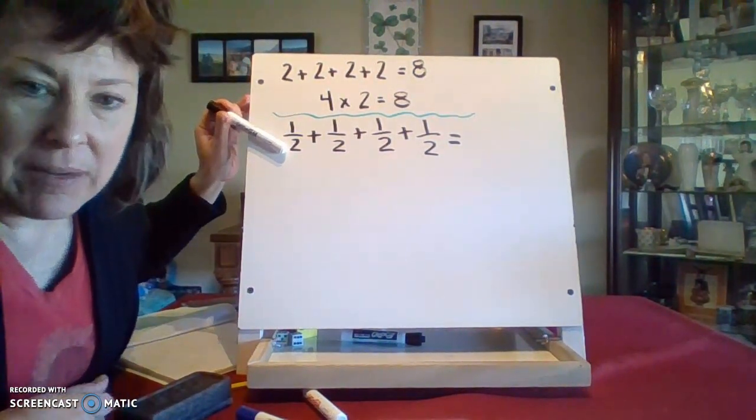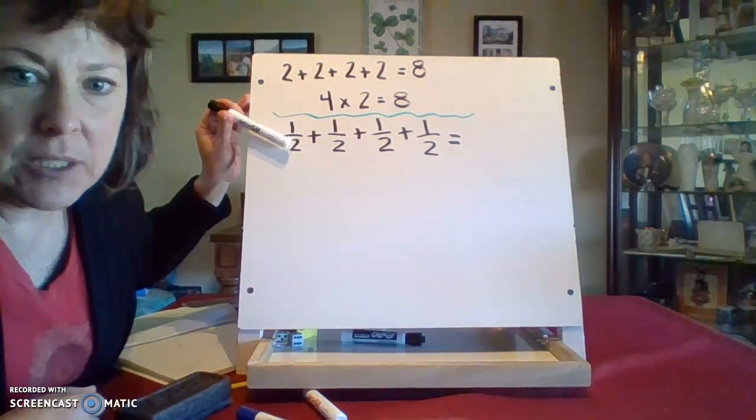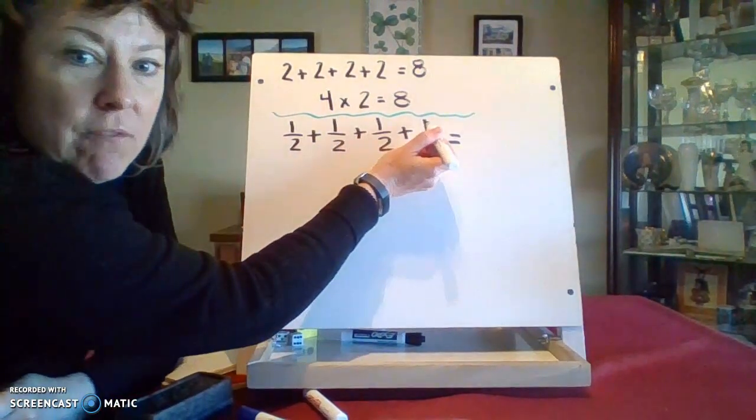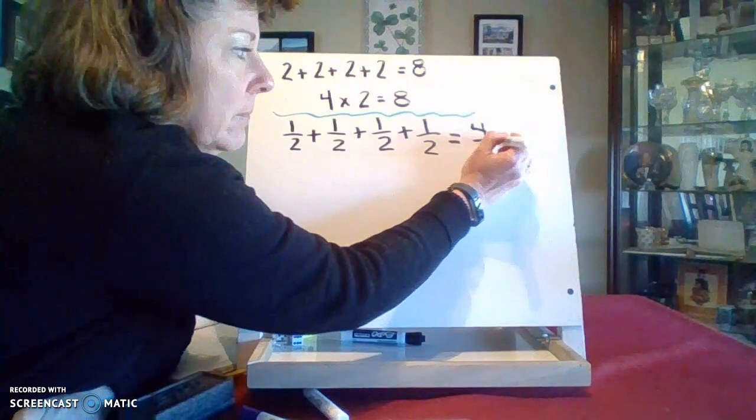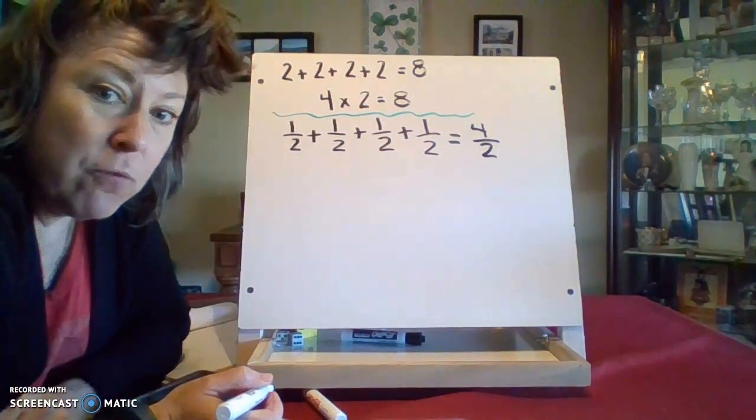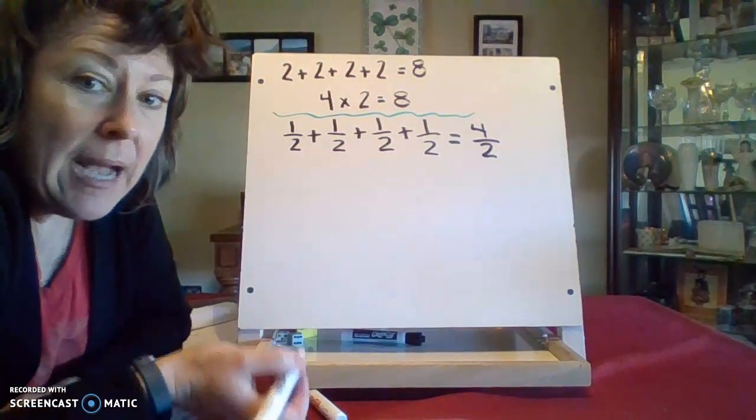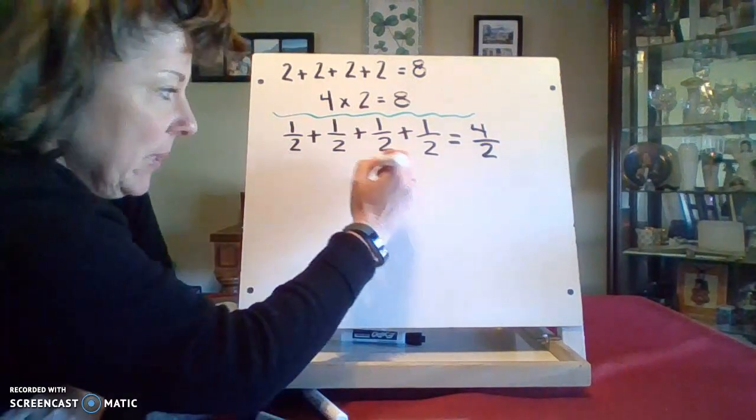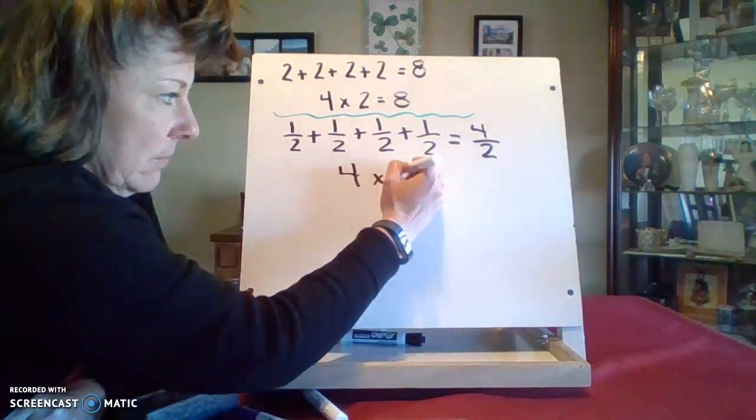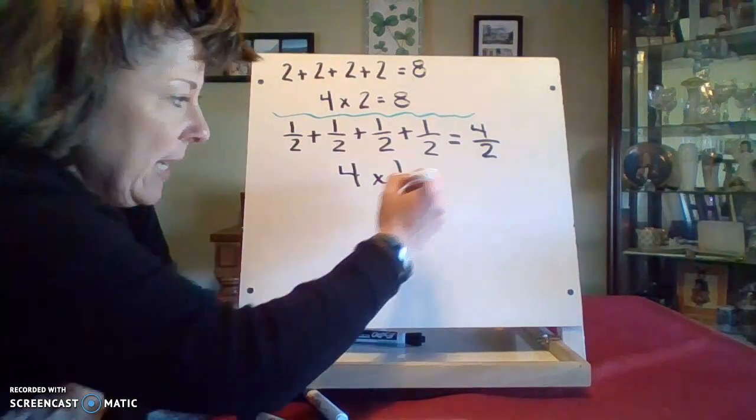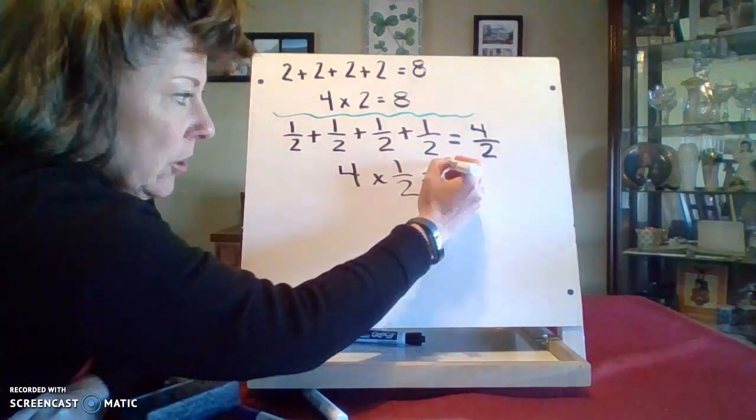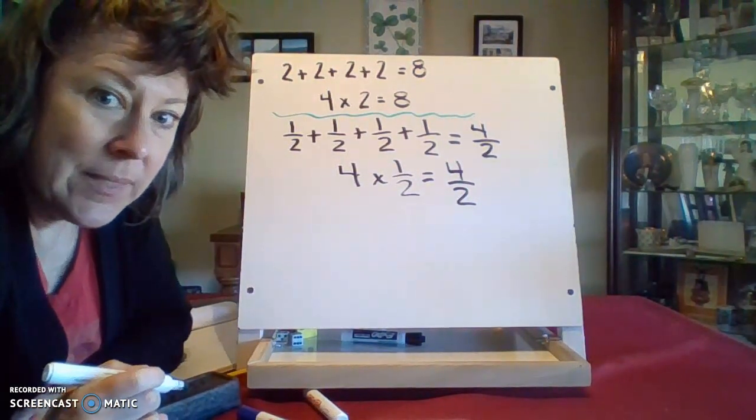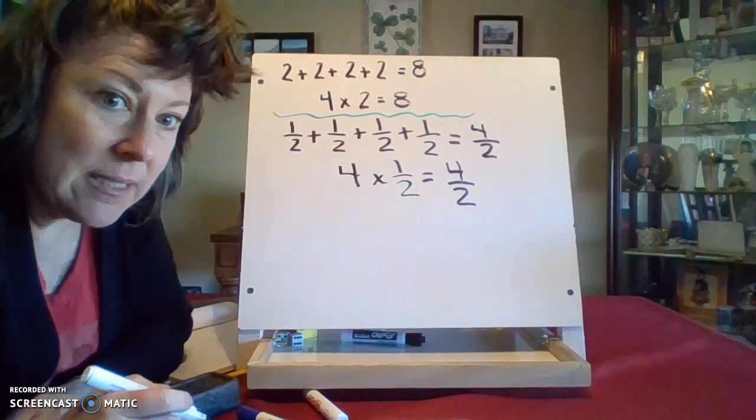Well, I can do the same thing with my fractions. I know that 1 half plus 1 half plus 1 half plus 1 half, 1, 2, 3, 4, equals 4 halves. Well, I have 4 copies of the 1 half. So I can also write a multiplication statement. 4 times 1 half is equal to 4 halves.